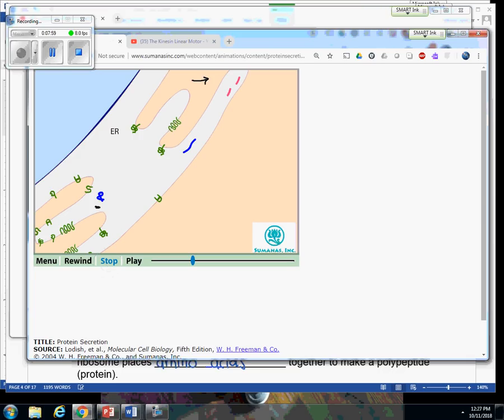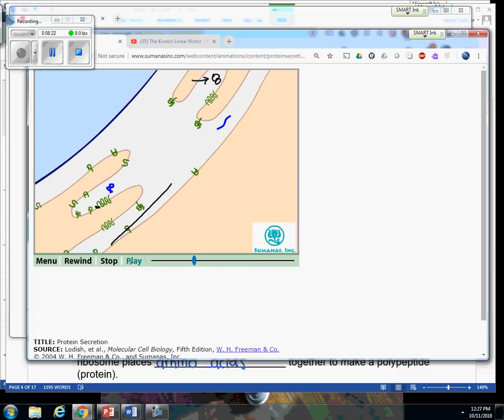So remember, the black dot is the ribosomes, and the ribosomes landed on the rough ER. This is considered the rough ER, and that's what ribosomes attach to. The ribosomes made the protein, that blue molecule, and put the blue molecule, the protein, in the rough ER. Now, the job of the rough ER is to modify the protein and send it to the Golgi. And we're going to see that here in a second.